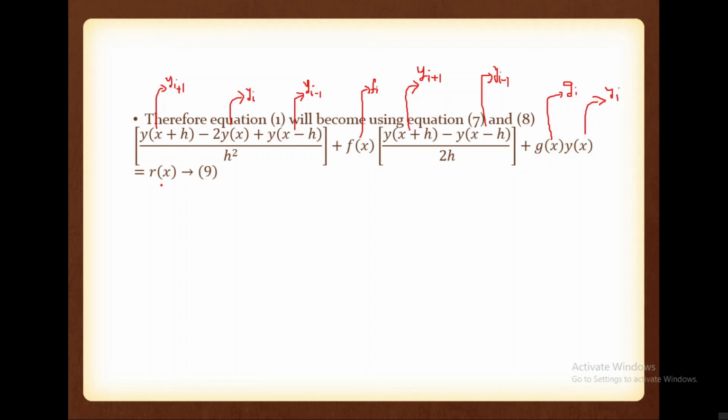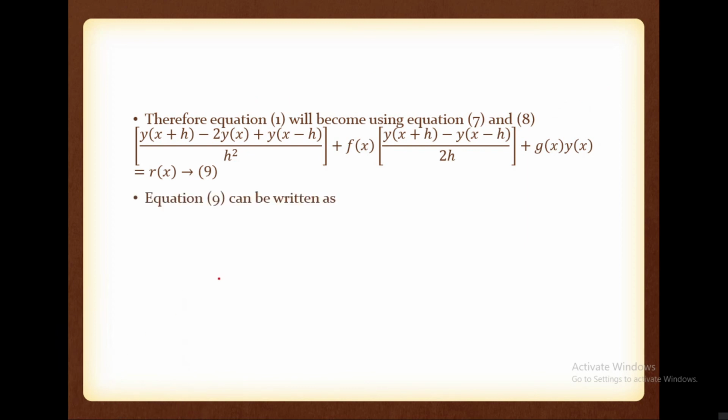Then similarly, we can replace r of x with ri. So we can modify this equation number 9 as (yi+1 - 2yi + yi-1)/h² + fi (yi+1 - yi-1)/2h + gi yi = ri.